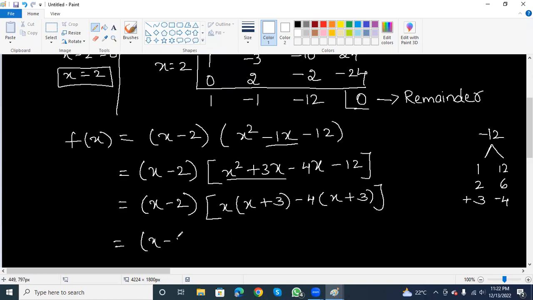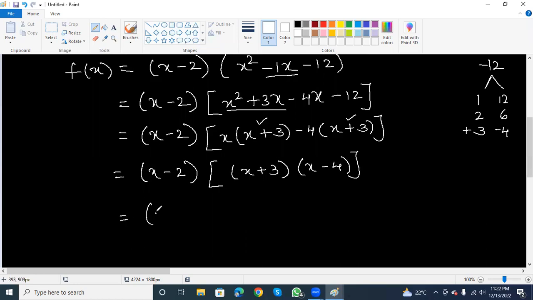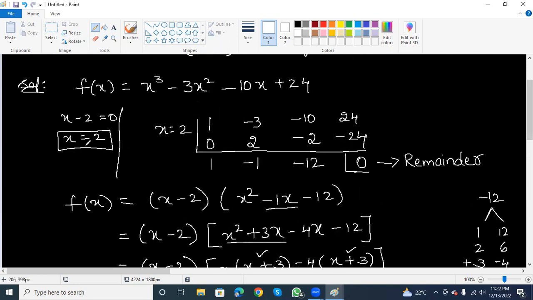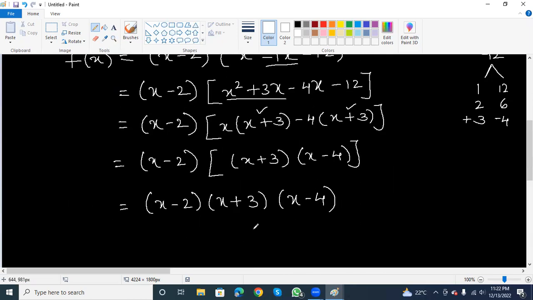Now x plus 3 is common in both terms, hence it is repeated. And the remaining two terms make it as 1 factor. So hence the 3 factors are x minus 2, x plus 3, x minus 4. So this is the factorization by using the synthetic method. When one factor is given, we found the 2 remaining factors as this.